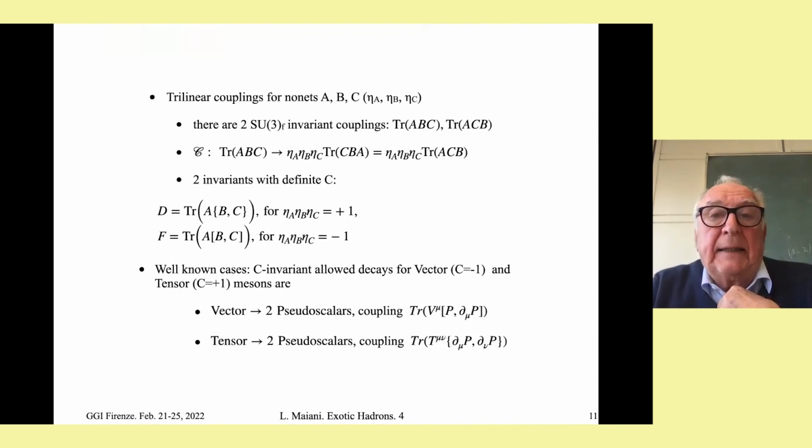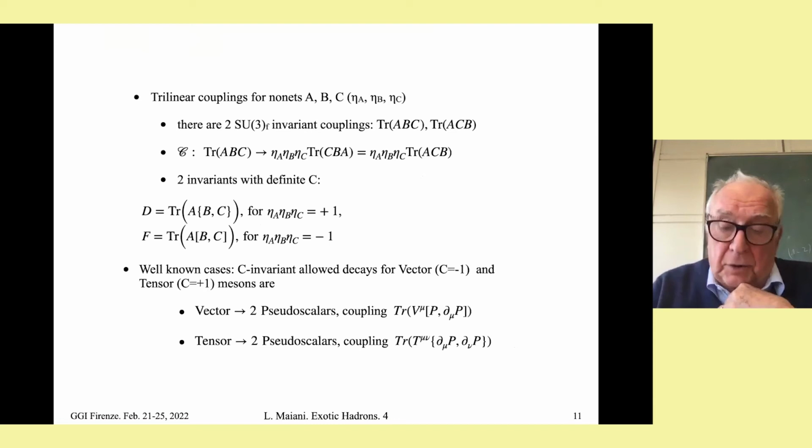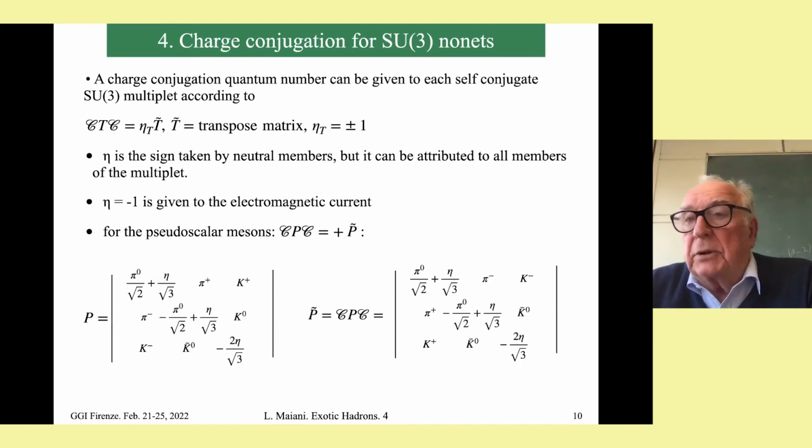And in fact, what is done in the theory of SU3 is that if you try to couple three octets, sorry, you have to define charge conjugation as a sign which tells you whether, going from P to the transpose, the charge conjugation brings a minus sign or a plus sign. In other words, C P C should be equal to the transpose multiplied by a sign. And this sign is the sign of the charge conjugation of the neutral particles, those that are on the diagonal and which are left unchanged by charge conjugation.